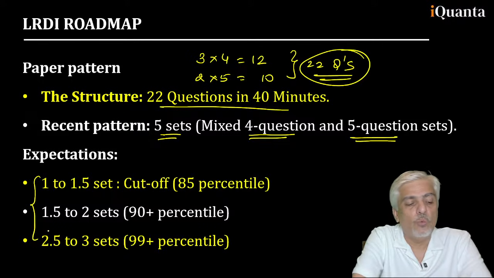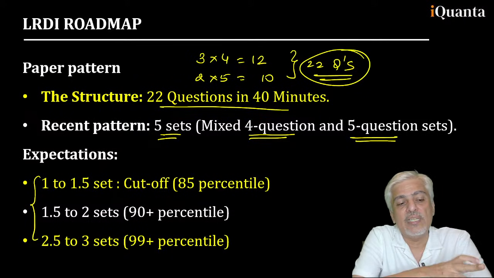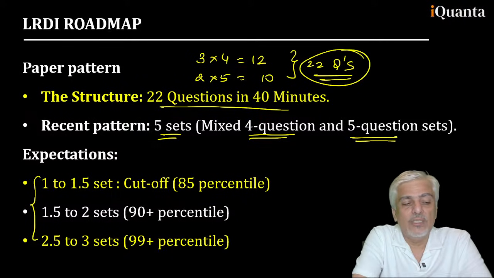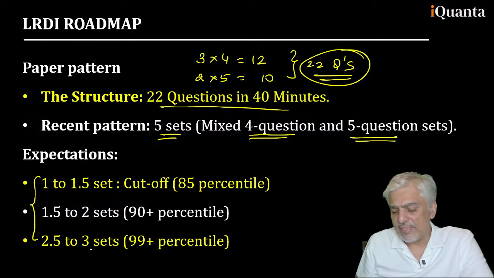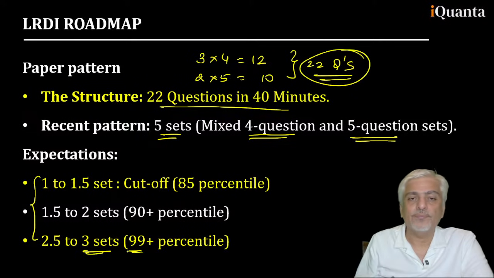So this is what the expectation should be. If you're able to solve 1 to 1.5 sets, you will reach around 85 plus percentile. 1.5 to 2 sets, you will be going to the 90 plus range, and 2.5 to 3 sets, you will reach the 99 plus percentile. Mainly at 3 sets, you should reach 99.